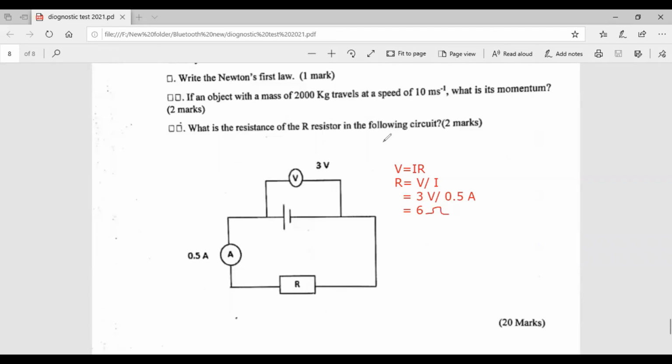Okay, that's all about the paper discussion. I think you have got a better idea about this paper.